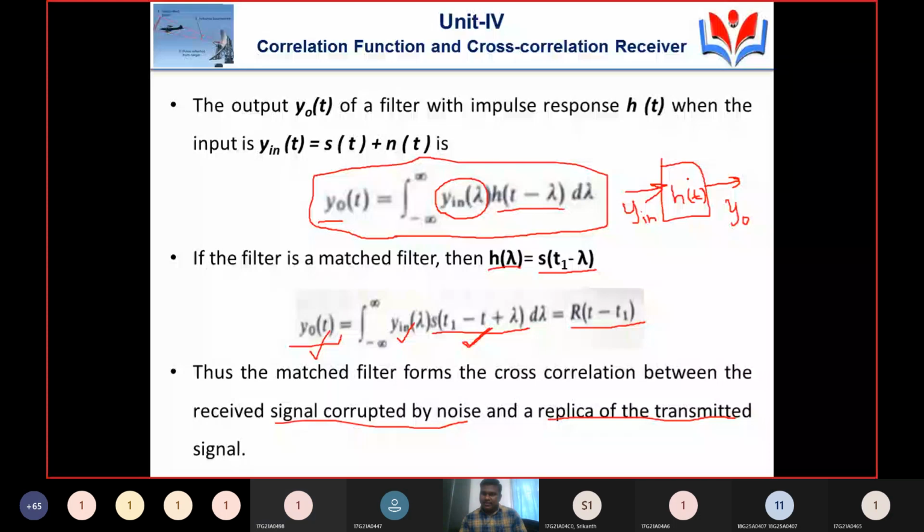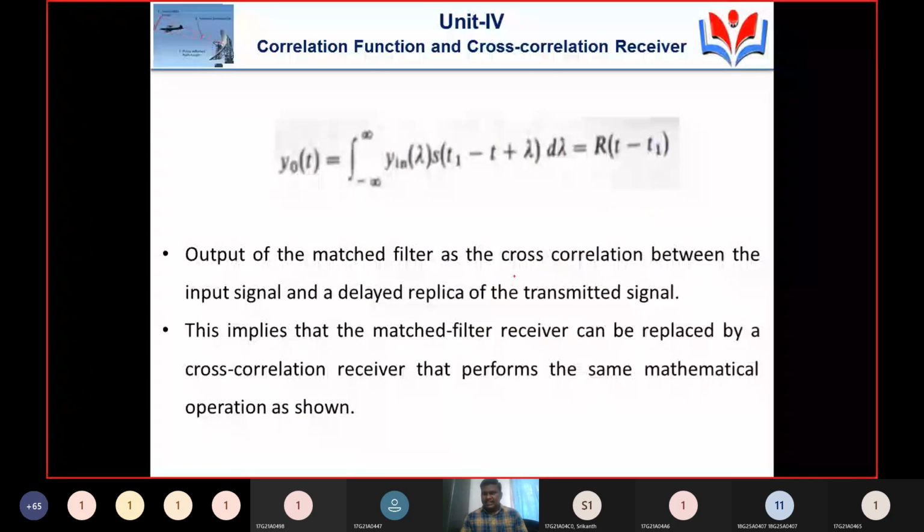So this is what they have written here. The output of the matched filter is the cross correlation between the input signal and the delayed replica of the transmitted signal. It implies that the matched filter receiver can be replaced by a cross correlation receiver that performs the same mathematical operation, as shown below. So this entire process we are going to do with this particular thing.